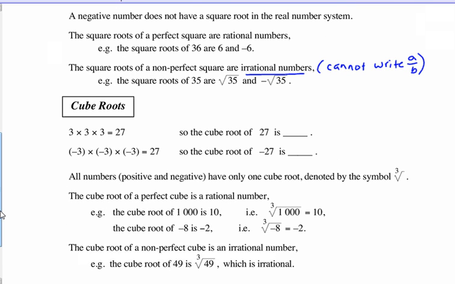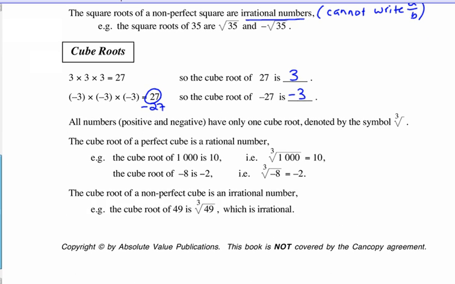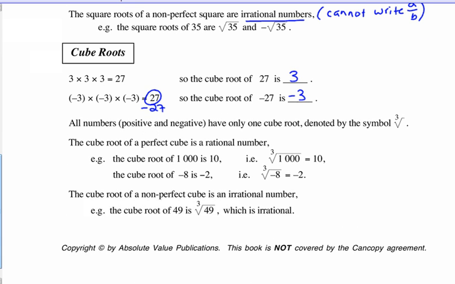So cube roots: 3 times 3 times 3 equals 27, so the cube root of 27 is 3. Negative 3 times negative 3 times negative 3 is actually equal to negative 27, not 27. So the cube root of negative 27 is negative 3. So all numbers, positive and negative, have only one cube root. The cube root of 1,000 is 10. The cube root of negative 8 is negative 2. The cube root of a non-perfect cube is also an irrational number.